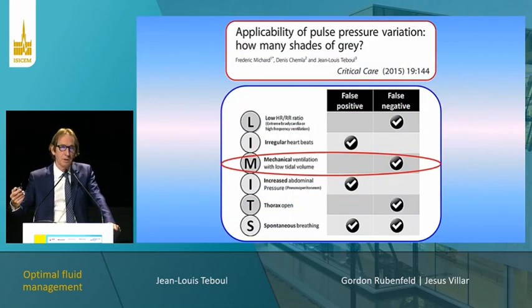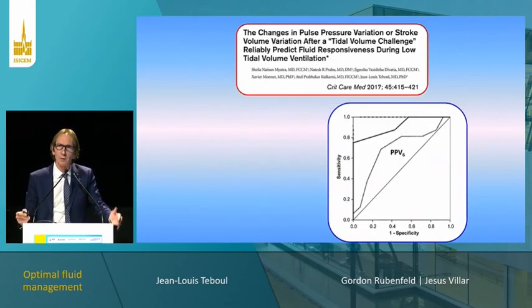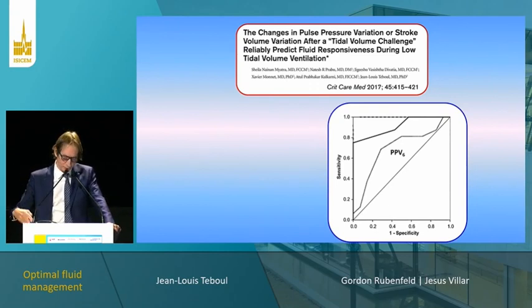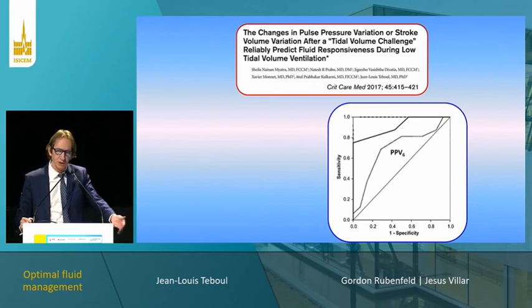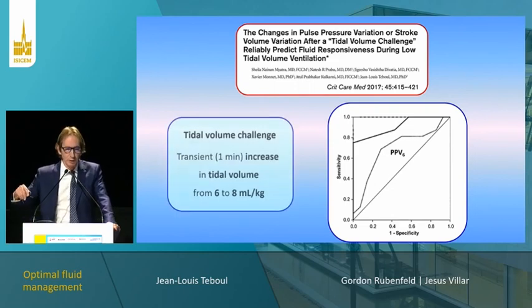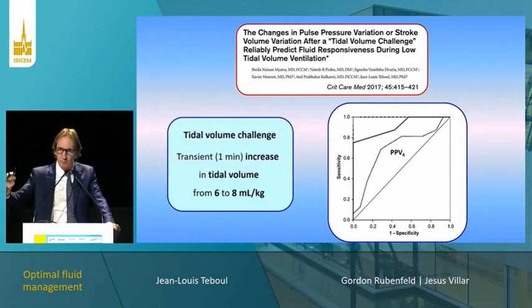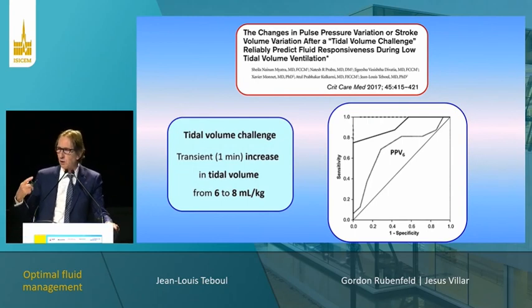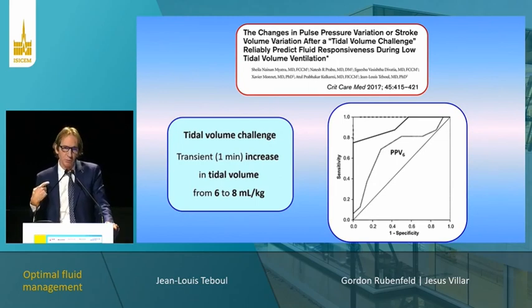We know that PPV is not good enough to predict fluid responsiveness in case of low tidal volume. This was demonstrated by many studies. With Sheila Malhotra from Mumbai, we confirmed this in patients ventilated with a low tidal volume, 6 ml per kilogram here. The area under the ROC curve for the prediction of fluid responsiveness was not good enough, but what we did is we increased tidal volume from 6 to 8 ml per kilogram during 1 minute only, and we looked at the changes in pulse pressure variation.